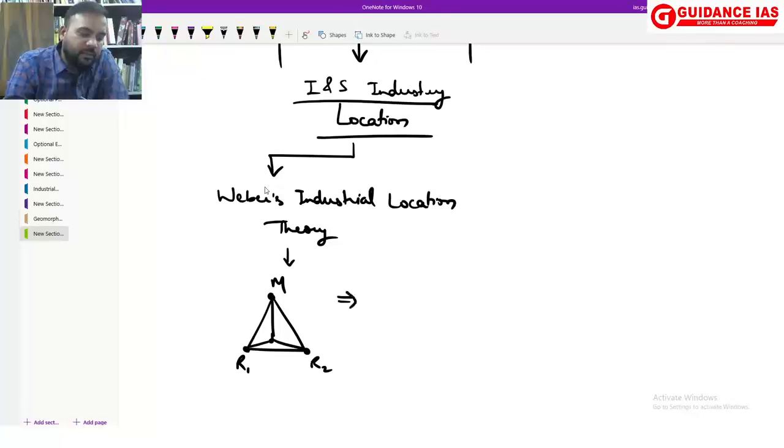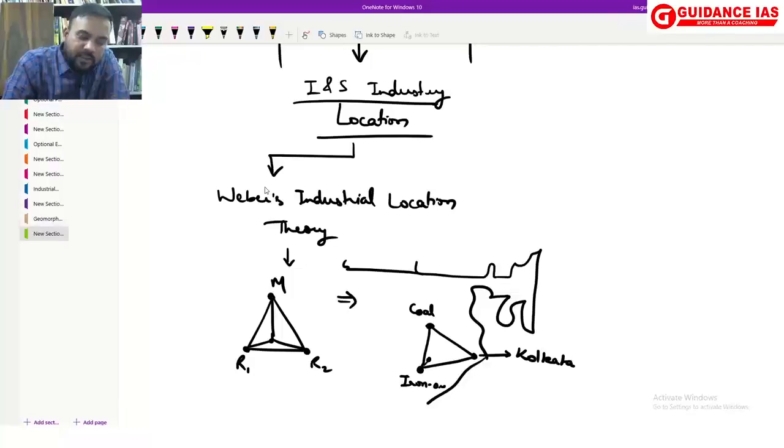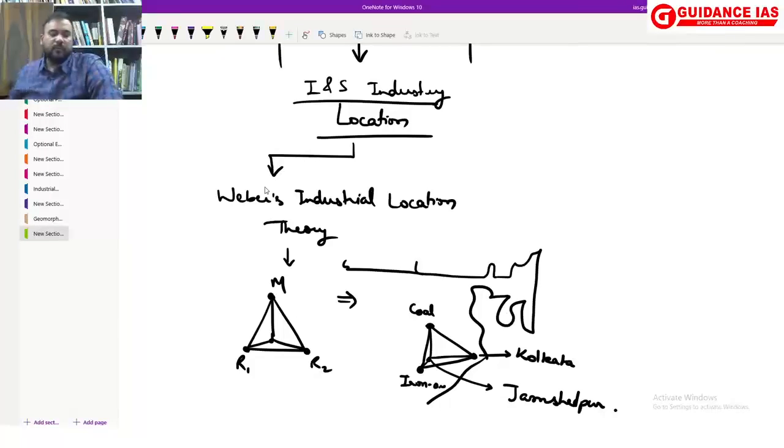Now tell me, suppose I am explaining the location of the iron and steel industry in India, can I say I can talk about the major iron and steel industries which are there, and suppose I am talking about Jamshedpur, Tisco. So can I say that here Kolkata will become my market? Here if I talk about Jharia, it is the coal which is present, and here Singhbhum is the iron ore. So tell me, can I say that it is obvious that industry is located here at Jamshedpur? Yes or no?